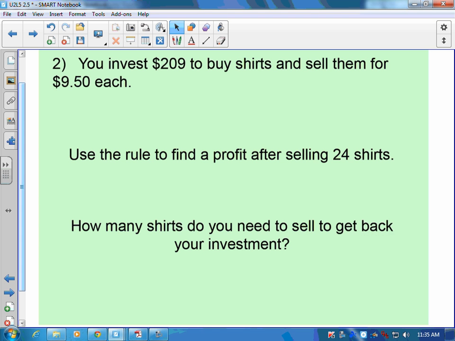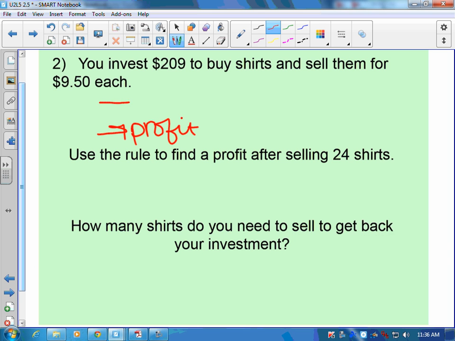Okay, one of my variables will represent the profit. Is that the independent or the dependent? Okay, so the dependent variable will represent the profit. What about the shirts is going to represent my independent variable? We said it's not the cost. What, Jason? The number of shirts that I'm selling.